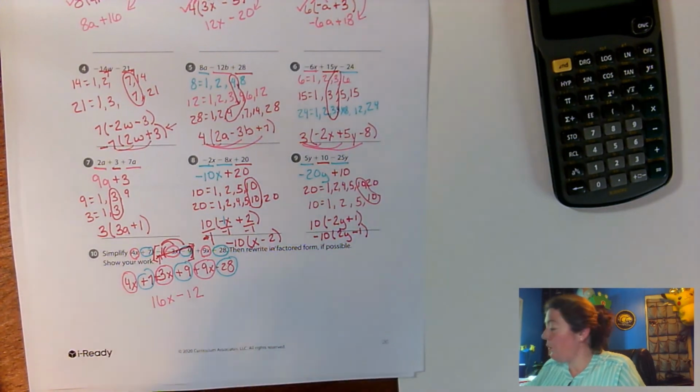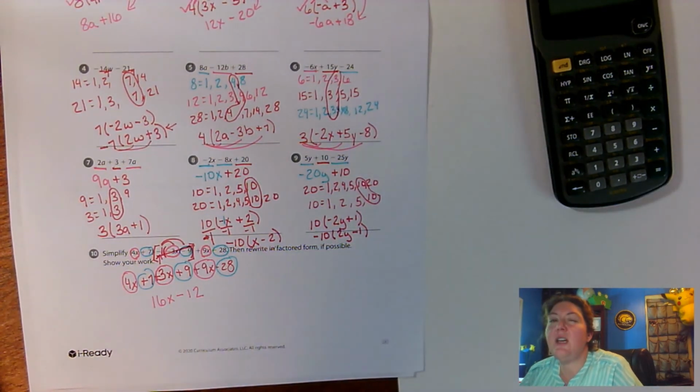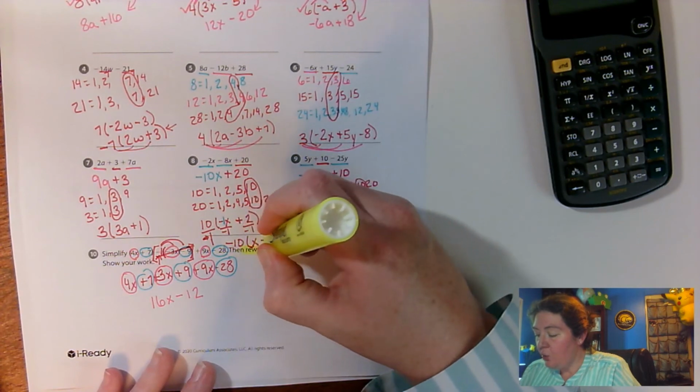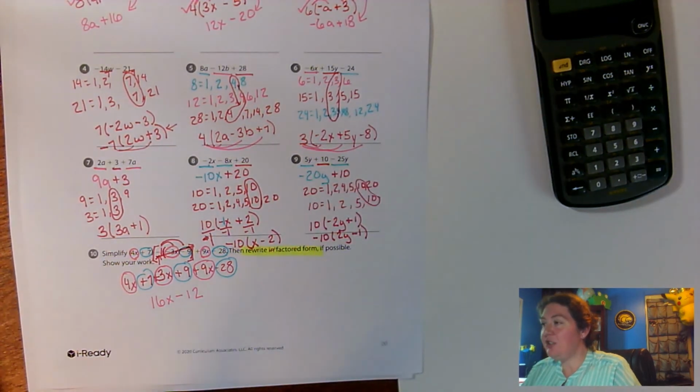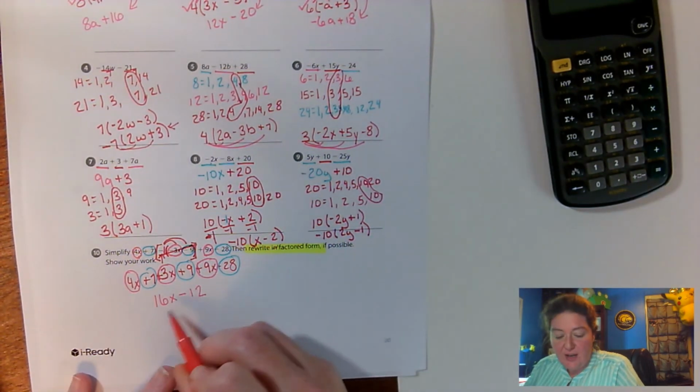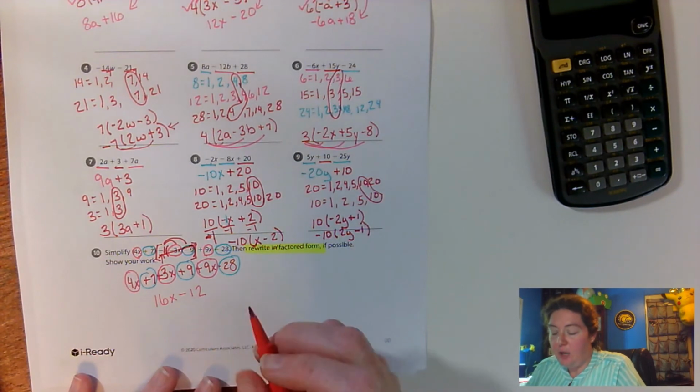Now, what is it I always say? What is the question asking? This question is asking, rewrite in the factored form if it's possible. So that means I need to find out what they have in common.